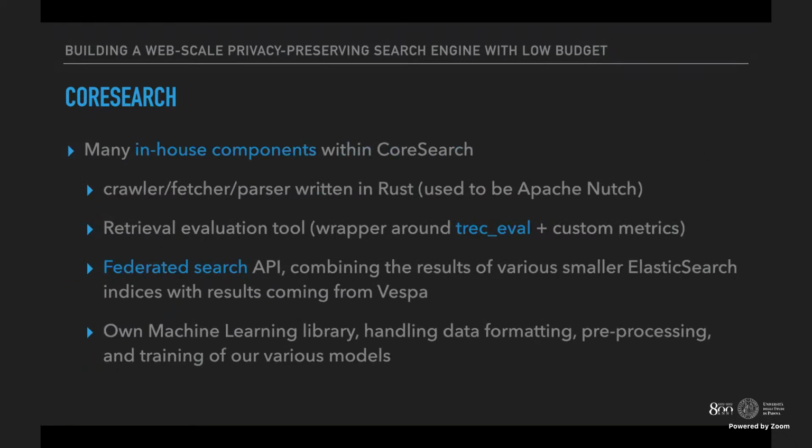We have many in-house components and tools that we have developed within Core Search. For example, we have our own web crawler, which is quite a big piece of software. It used to be Apache Nutch. Now we have our own. It's written in Rust. It's highly scalable.